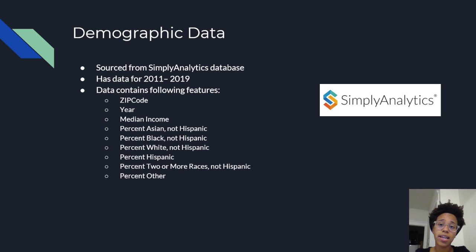We merged this data with demographic data gotten from Simply Analytics. This demographic data included the median income and race breakdowns by percentages by zip code for a specific year. After merging the two data frames, we were left with 130,000 instances, around a 65% retention rate from our original quantity of instances.